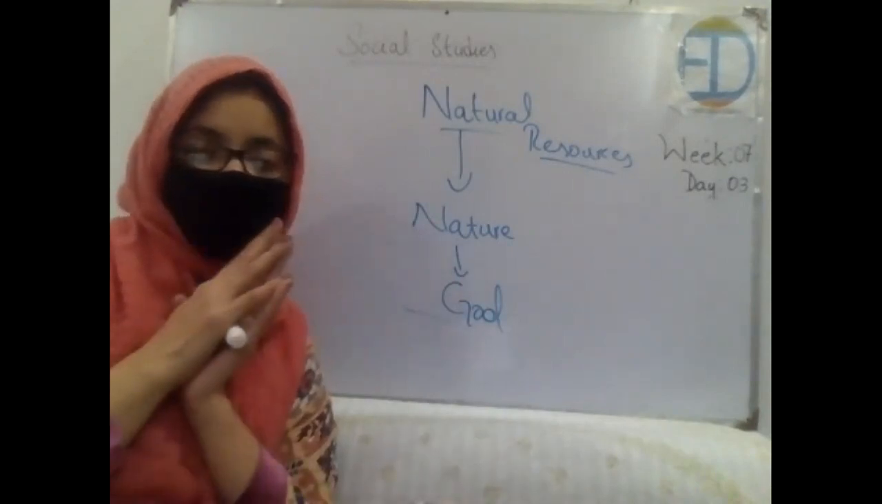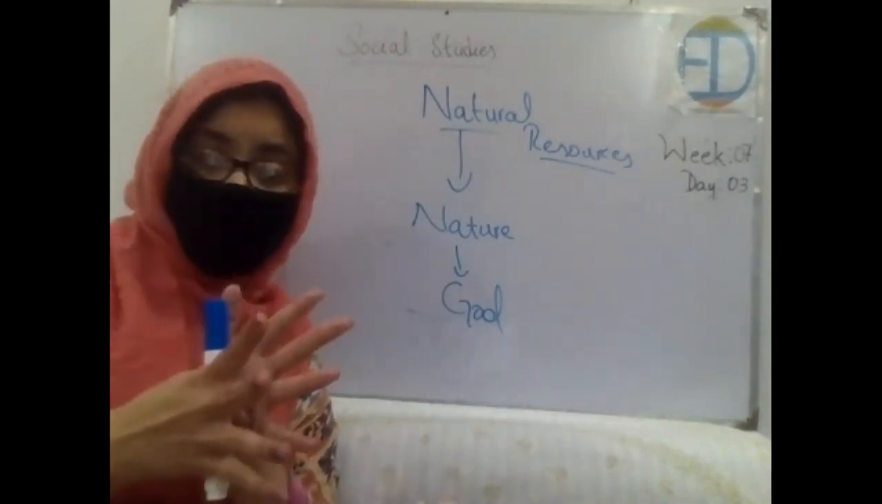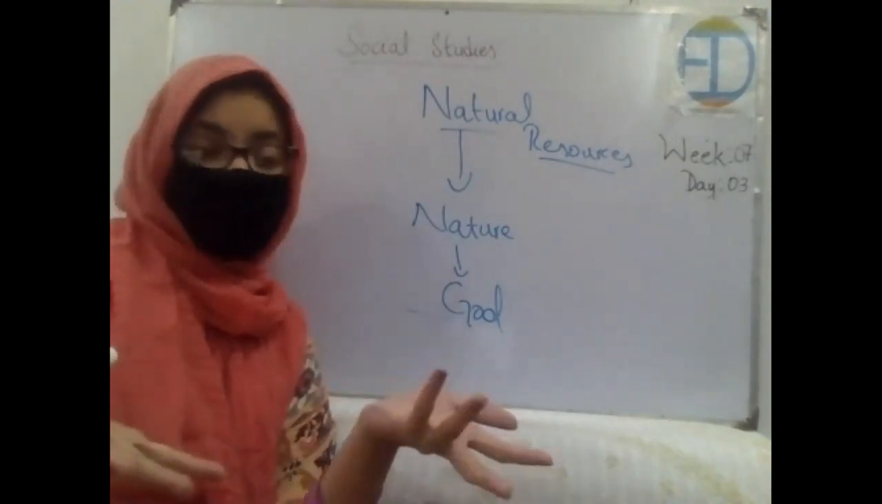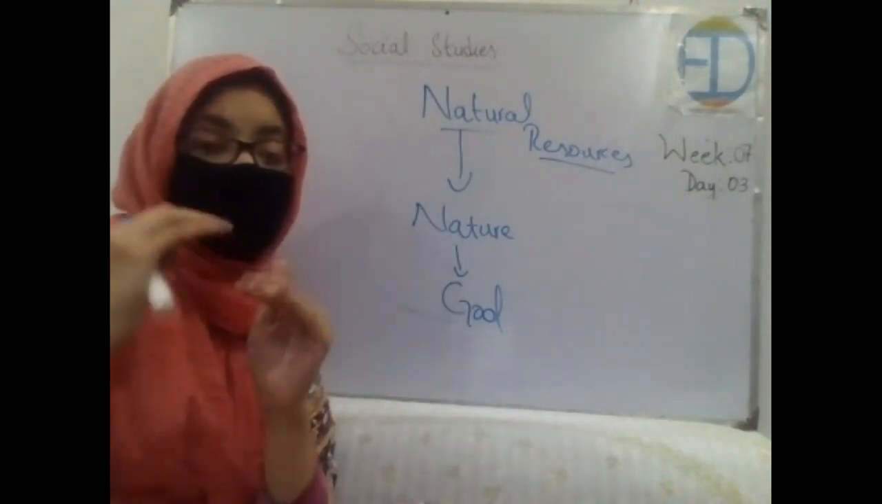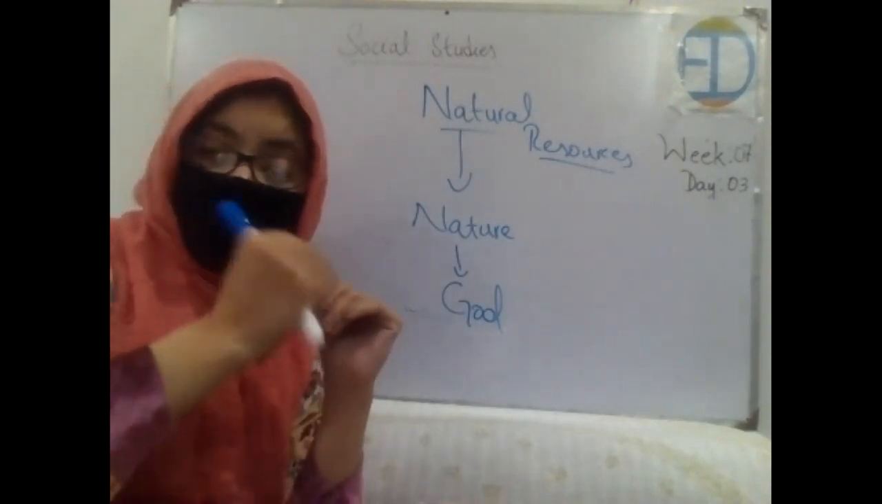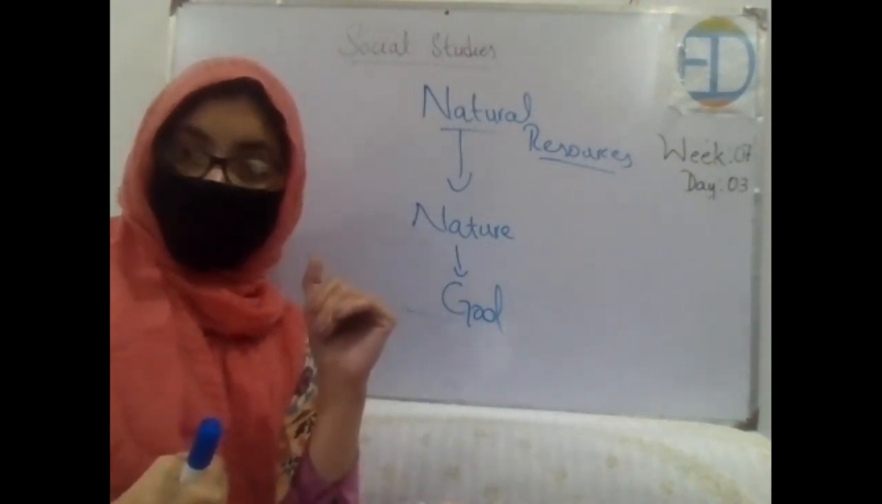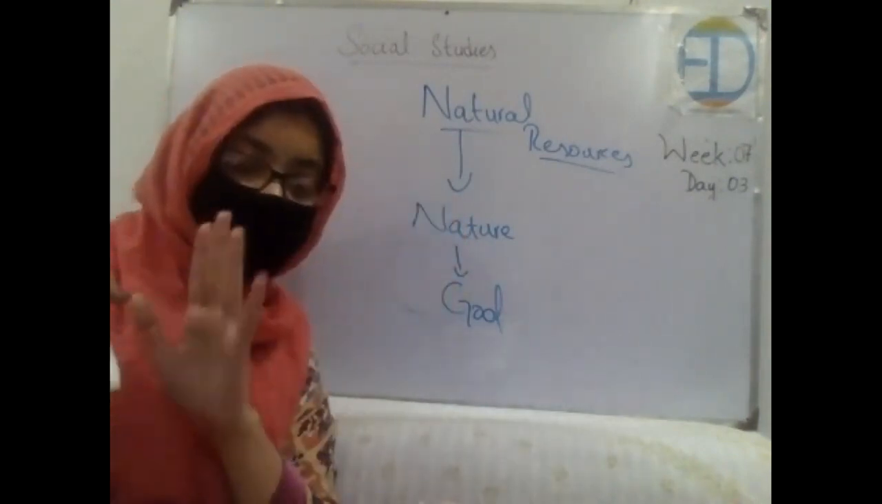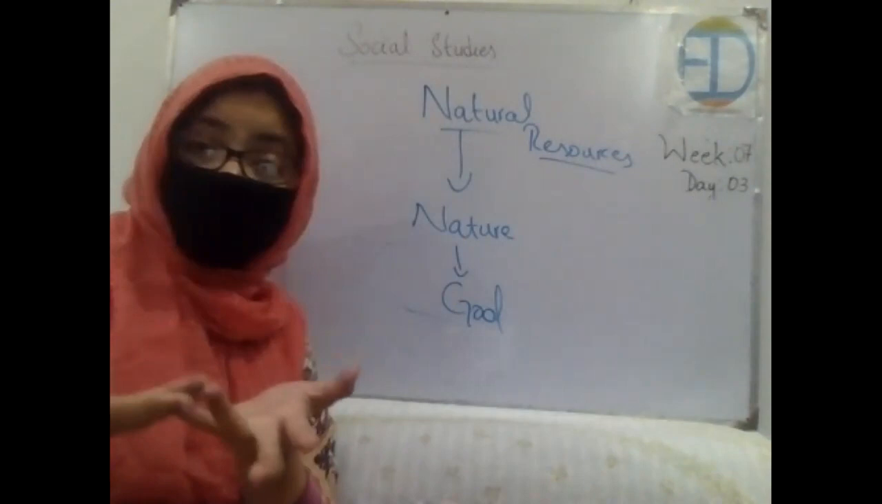Let's say water is a natural resource that is given to us by Allah. Can humans produce water? No, it's not possible. But what humans do with that water, we generate electricity out of that water, right? So, water is a natural resource, and then we made electricity. So, electricity is a man-made resource, right?